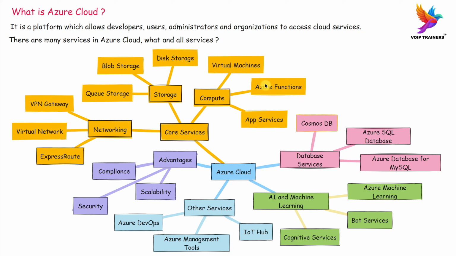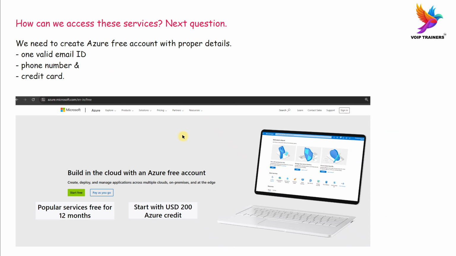Networking is one of the services. Compute, virtual network, VPN gateway, database, machine learning, DevOps. These all are Azure services. How we can access these services is the next question.